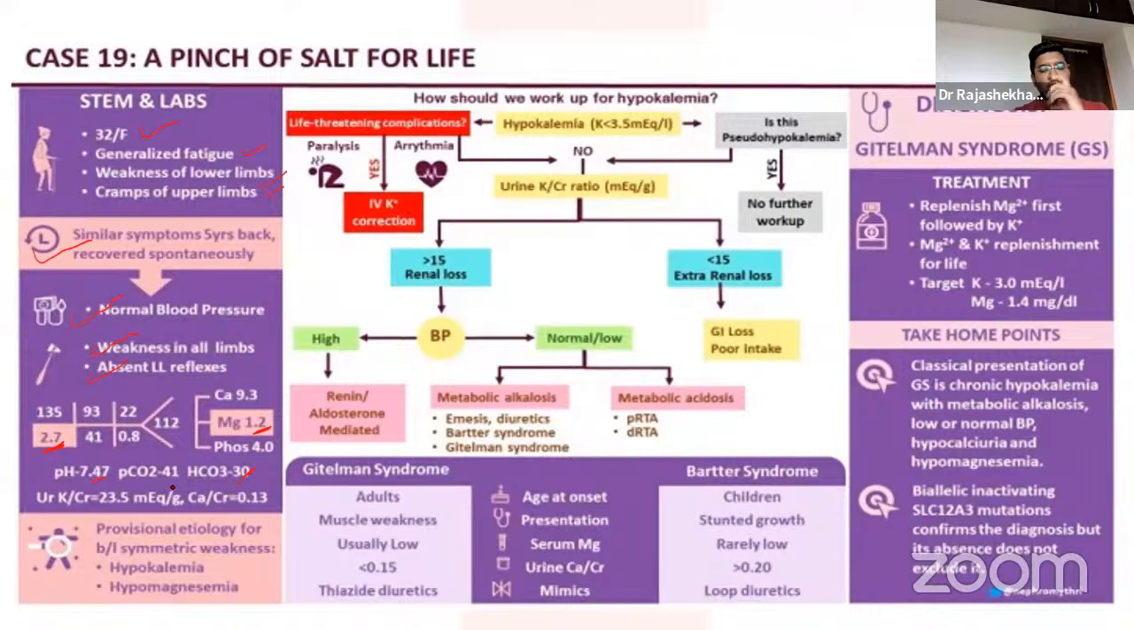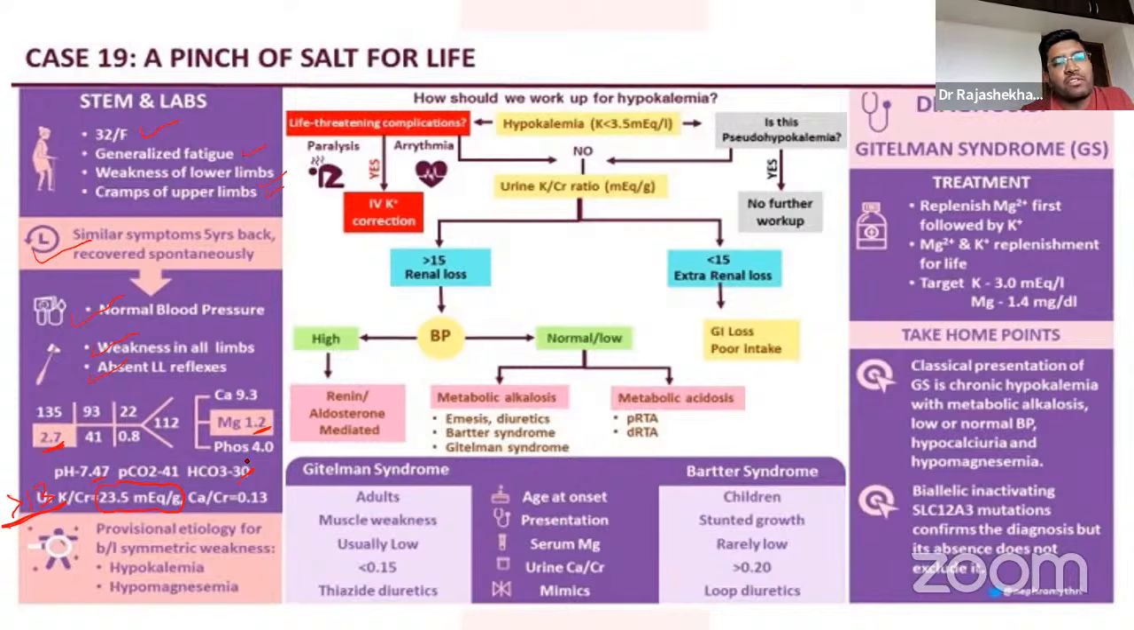With normal blood pressure, hyperaldosteronism is ruled out. Urinary potassium creatinine ratio was measured, and it is 23.5 milliequivalents per gram, which is definitely more than 13. So there is renal potassium wasting. Since there is renal potassium wasting with metabolic alkalosis, the possibilities are chronic diuretic therapy, hyperaldosteronism, Bartter's, Gitelman's, or vomiting. There is no history of vomiting, and the patient does not have hypertension to consider hyperaldosteronism. So the options considered are diuretic therapy, Bartter's and Gitelman's.